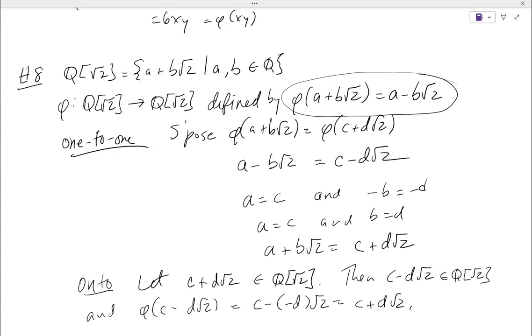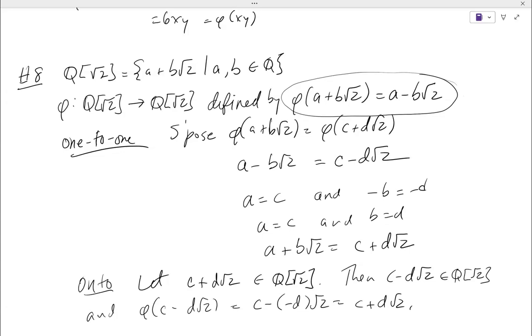Notice for both one-to-one and onto, when you do your proofs typically, they both start in the codomain, right? In the first case, for one-to-one, we assumed that the outputs were equal and got to the inputs are equal. For the onto, we started with an element of the codomain and found something in the domain to plug into the function. So in both cases, you're starting in the codomain space, the output space, the output ring in this case.